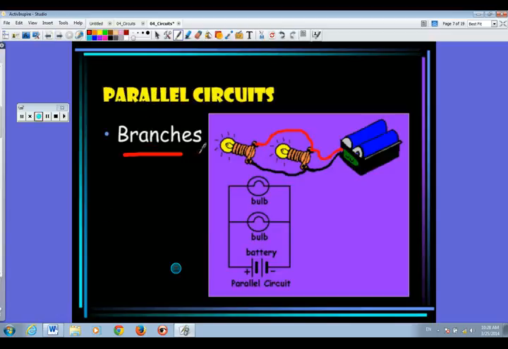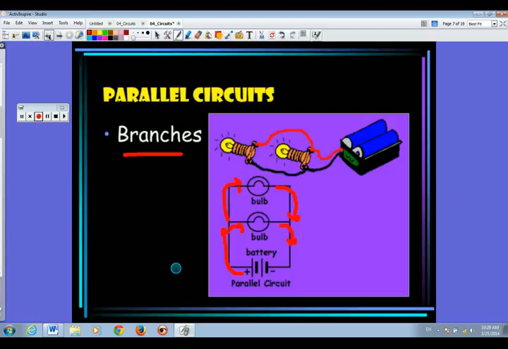When we go to a parallel circuit, we can have branches. What does that mean? That means we can have more than one way through the circuit. So if we started here, there's a fork in the road, I can go to that bulb, or I can go to that bulb. And then you make your way around. So here, one branch goes to 2 branches. Here, 2 branches go to 1 branch.